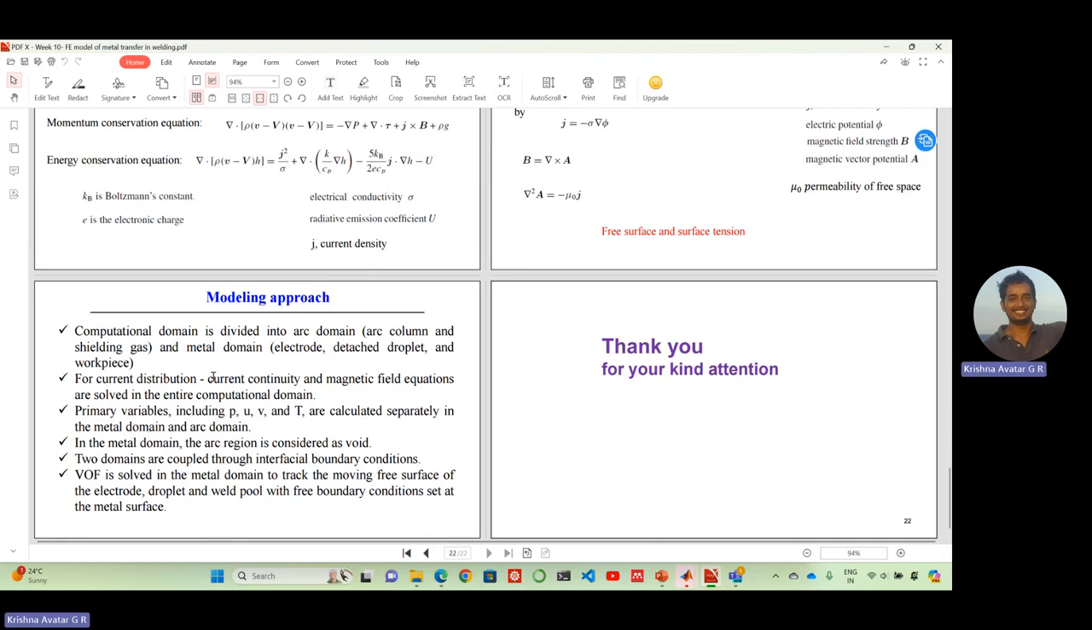The volume of fluid method is solved in the metal domain to track the moving free surface of the electrode, droplet, and weld pool, with free boundary conditions set at the metal surface.